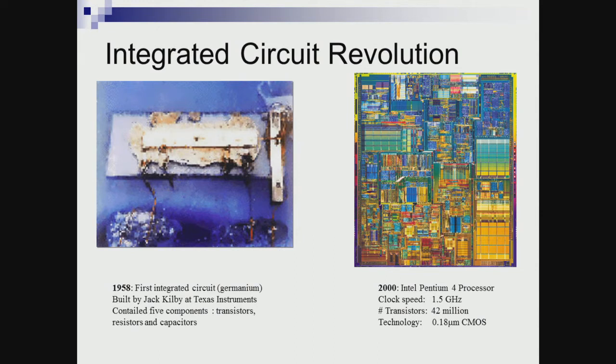That integrated circuit revolution had grown so well that in 2000, these are some of the images which Intel releases. This is an Intel Pentium 4 processor in 2000, which had close to 42 million transistors and 1.5 gigahertz speed, and they were using this 0.18 micron CMOS technology, so this is a 180 nanometer technology. From 1958, where we had 5 components on a substrate, we have gone up to 42 million components on a substrate, and this is the basic integrated circuit revolution.